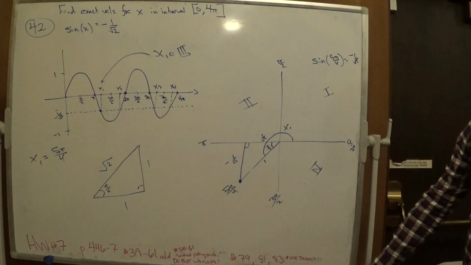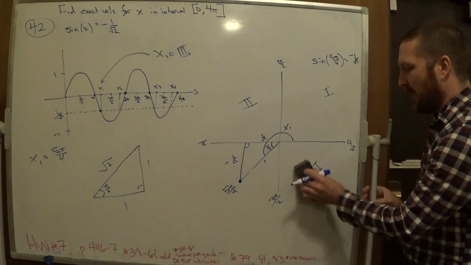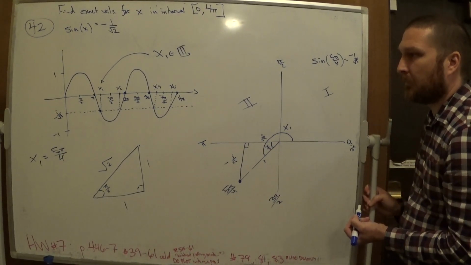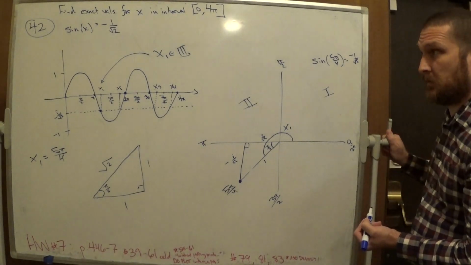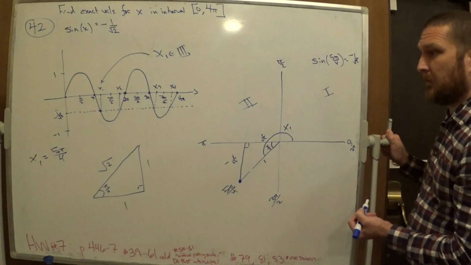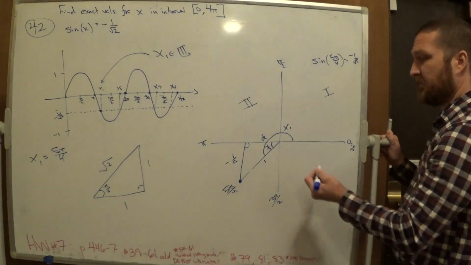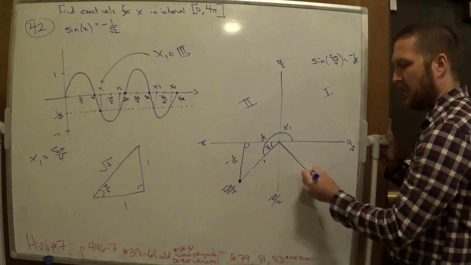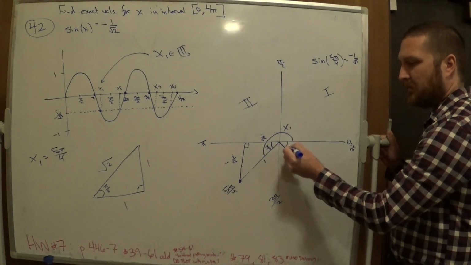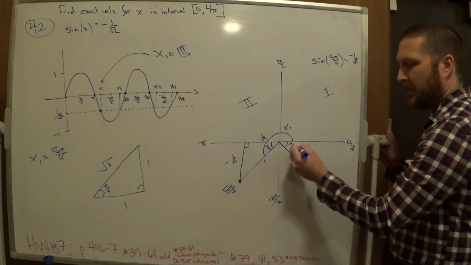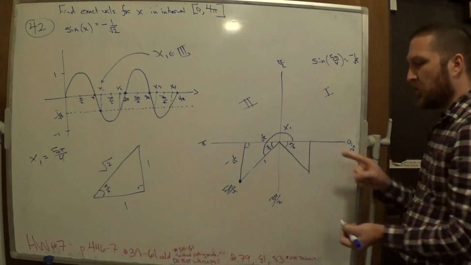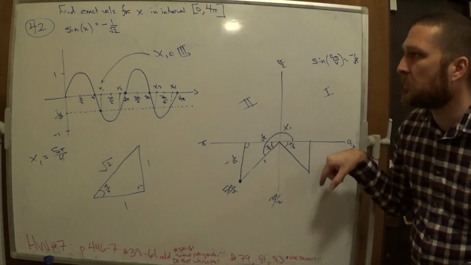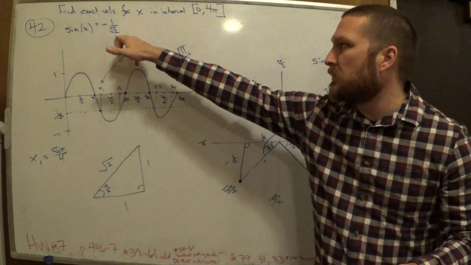Now what about x2? It's in quadrant 4, between 3 pi over 2 and 2 pi, and again the reference angle must be pi over 4. Otherwise, you couldn't have taken opposite over hypotenuse to get this root 2.